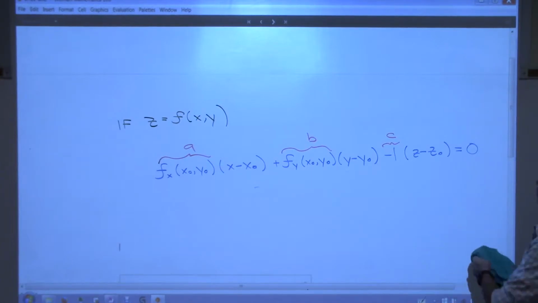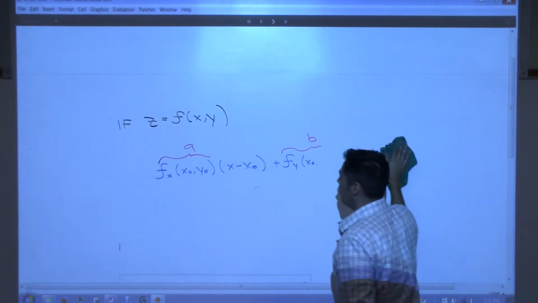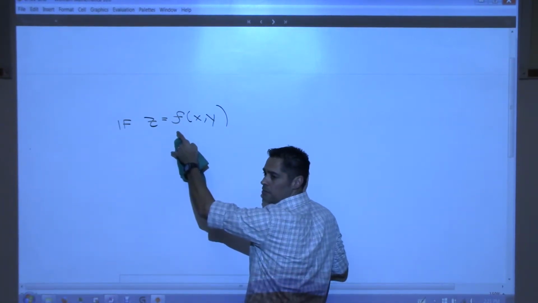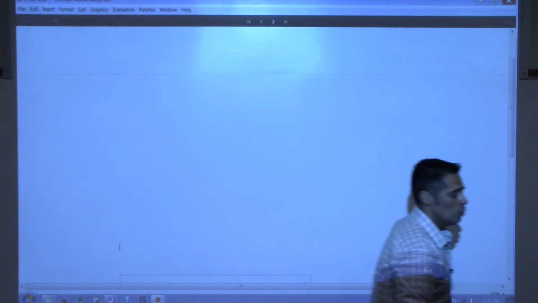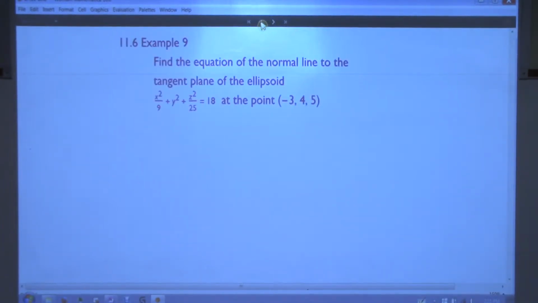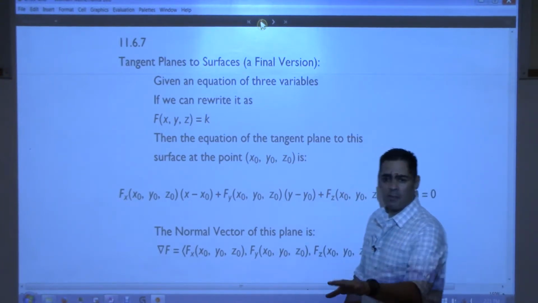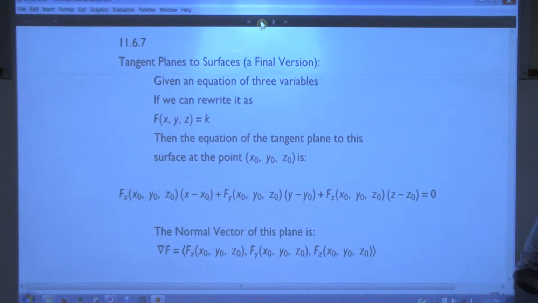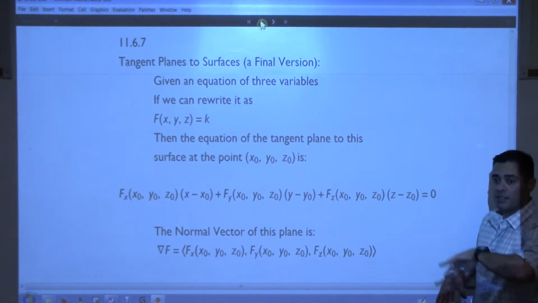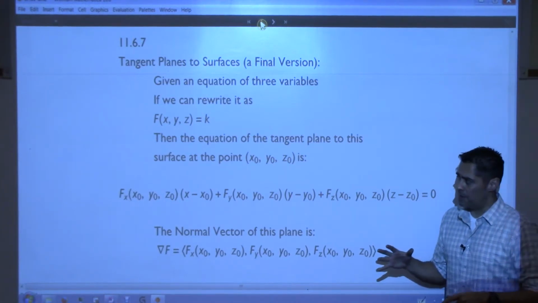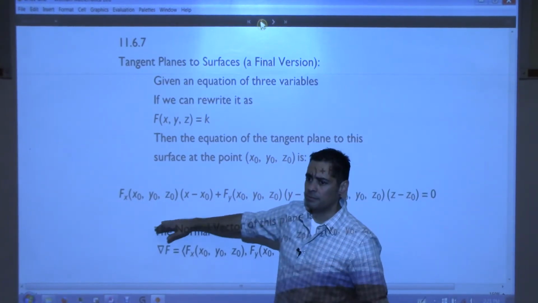We're going to generalize this formula, and this time we will no longer need the condition that you can solve for z. You no longer need that z is a function of x and y. Now you just have an equation, any equation that connects x, y, and z together. So if you give me an equation where x, y, and z are all in the equation, then I can find the equation of the tangent plane to any point on that surface using this formula right here.